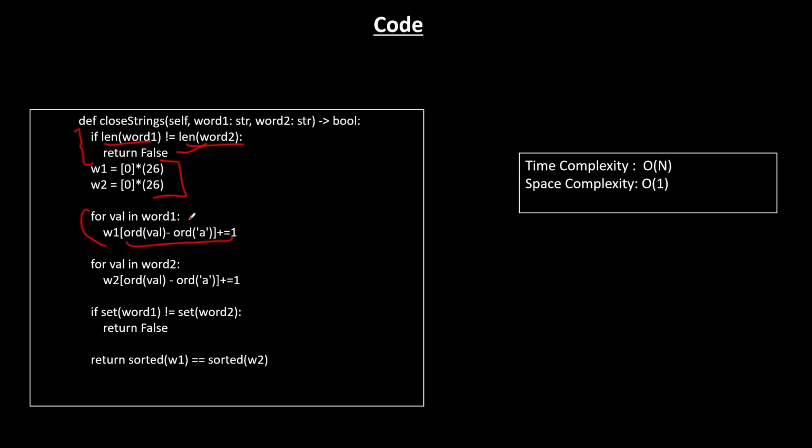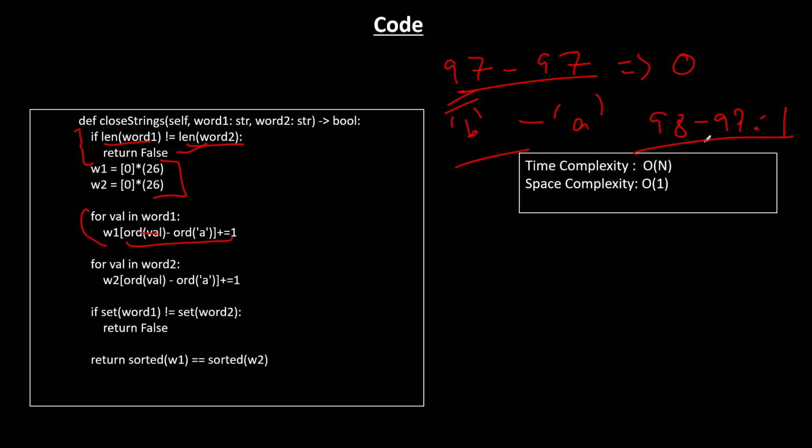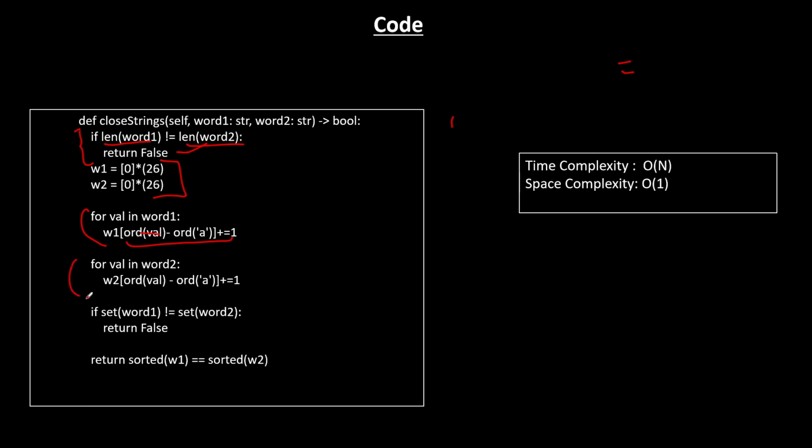Suppose what this means is 97 minus 97. How much? Zero, right? Or when we subtract something from a character, if we had some character here like B, which is 98, then 98 minus 97 gives 1. So the index 1 contains the B character and its frequency. So this is what it does, right? And similarly for word 2 also we do the same.